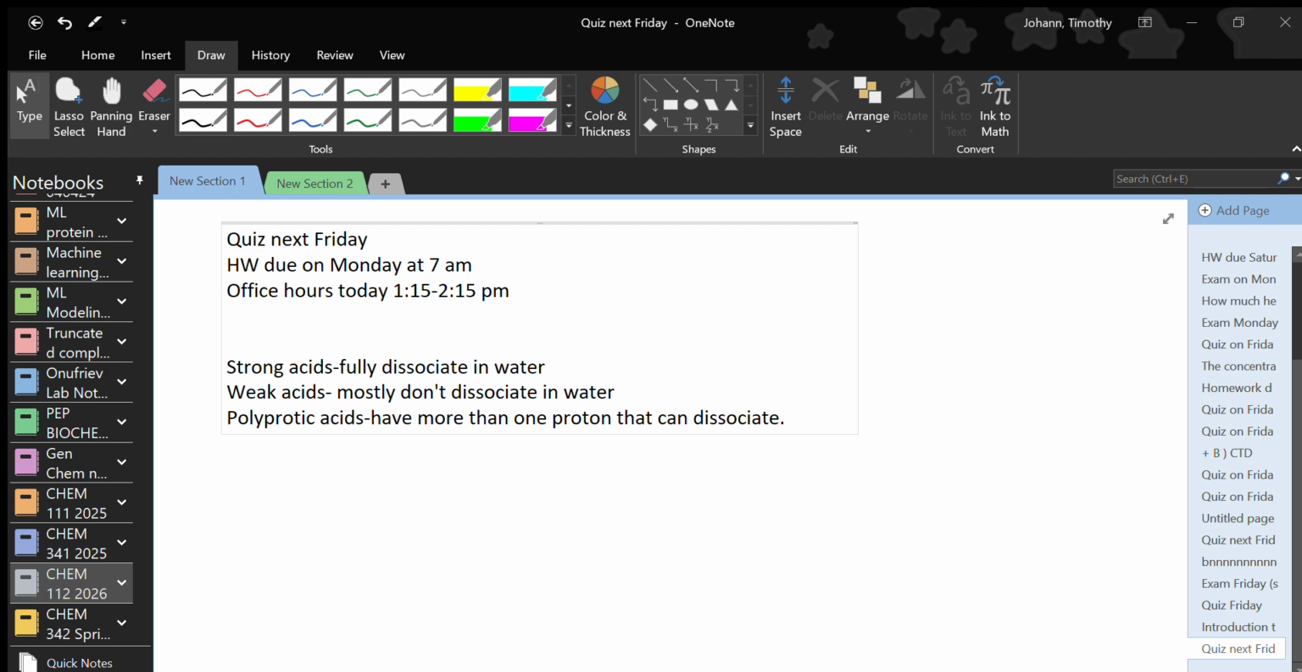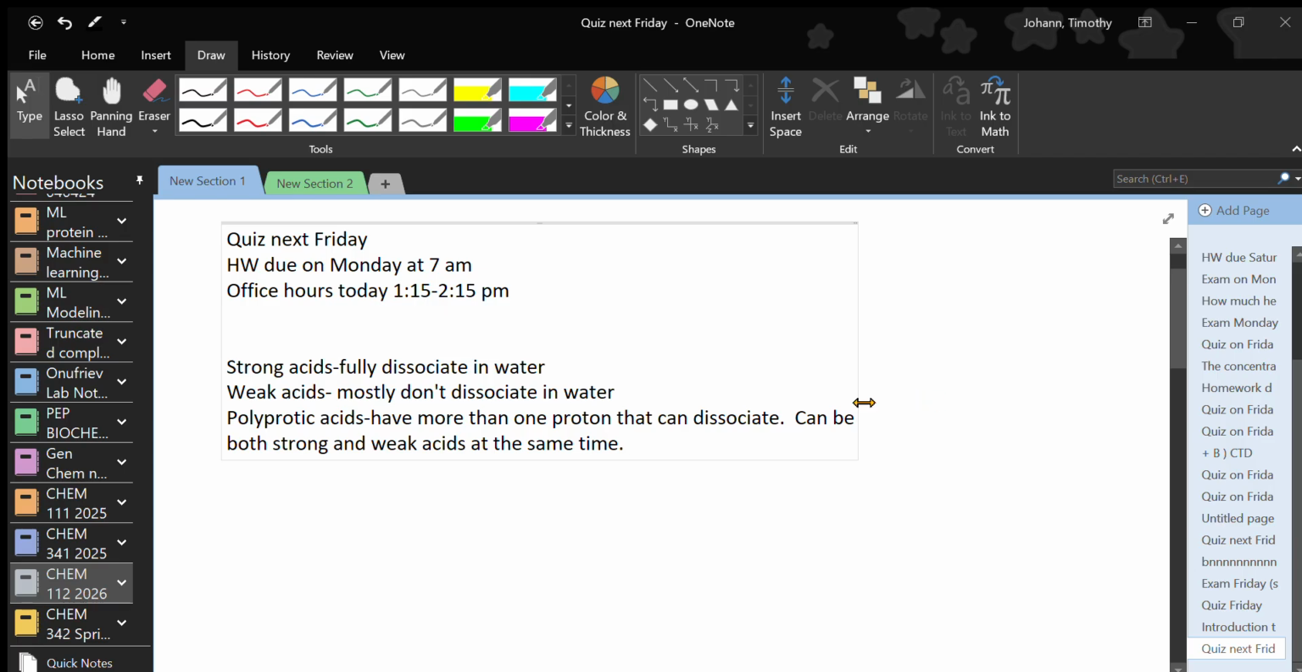Okay, and these can be strong or weak acids, and they can be both. Okay, it could also just be a weak acid. I'm not aware of one that's a strong acid for both protons, one or more protons. We'll talk about that. Okay, but we're concerned with all of these sorts of things.